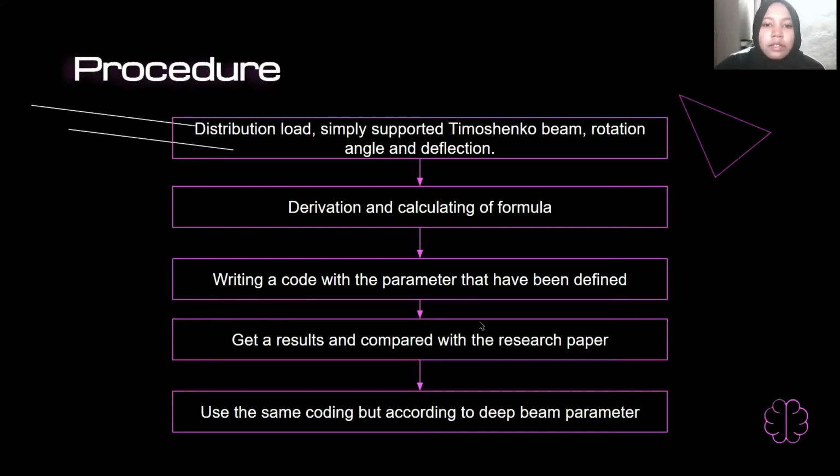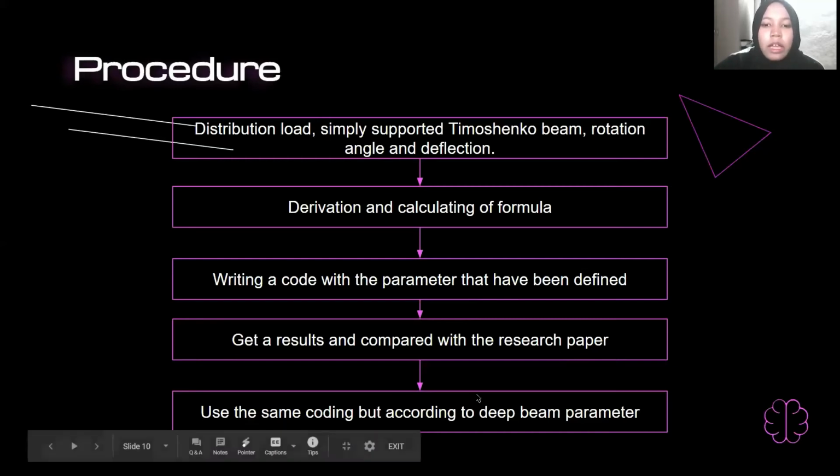After that, I get the results and compare with the research paper. If the result is the same and valid, I use the same code but different parameters according to the beam parameters to calculate the deflection.